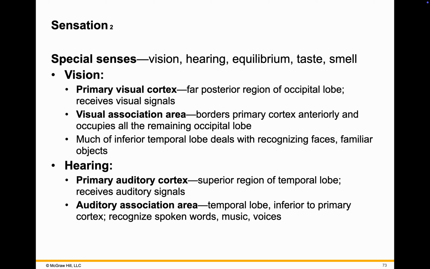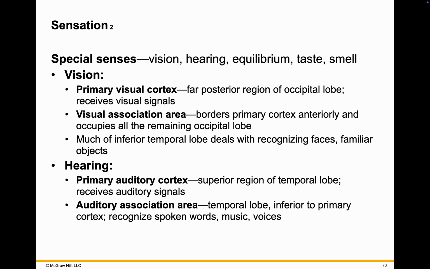Special senses include vision, hearing, equilibrium, taste, and smell. So vision is in the primary visual cortex, which is the far posterior region of the occipital lobe. It gets visual stimuli. Visual association areas border the primary cortex anteriorly and occupy all the remaining occipital lobe.